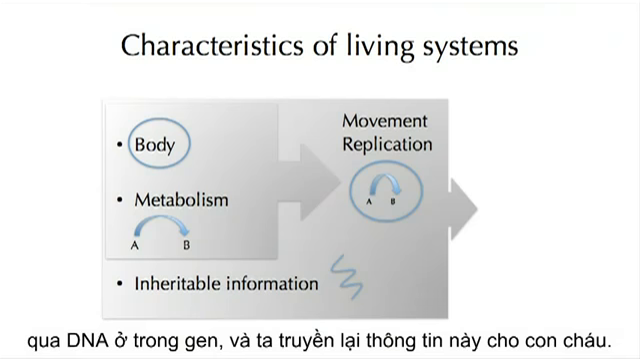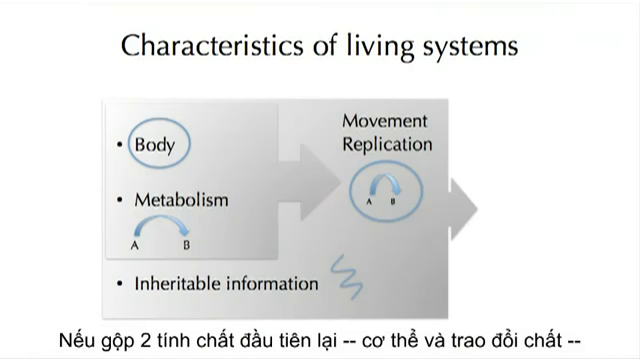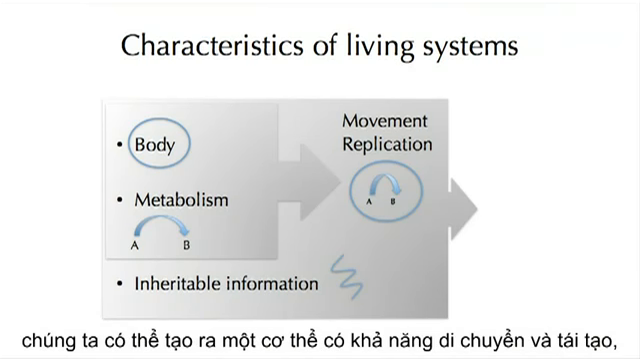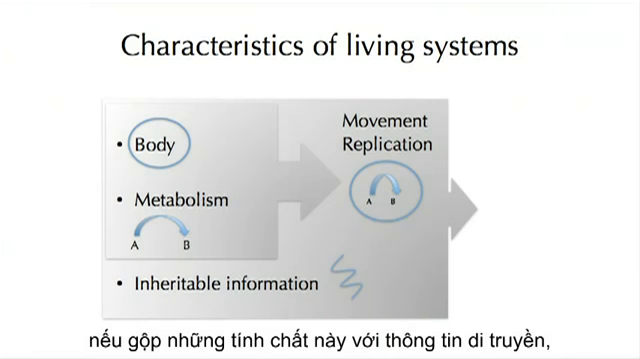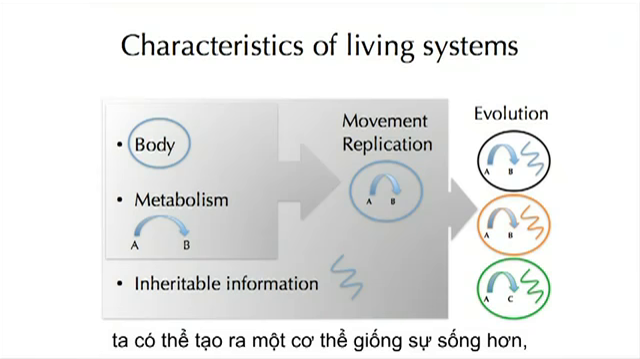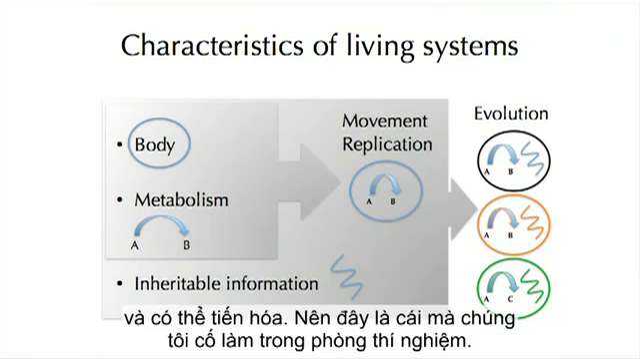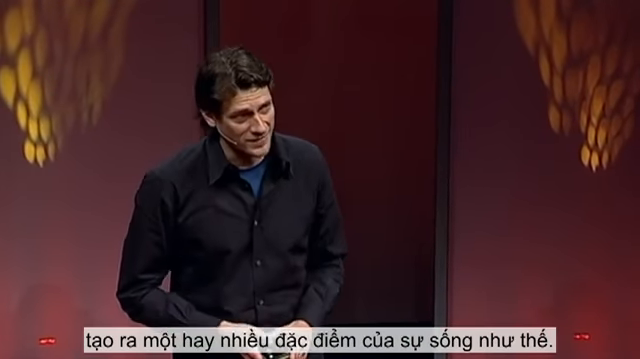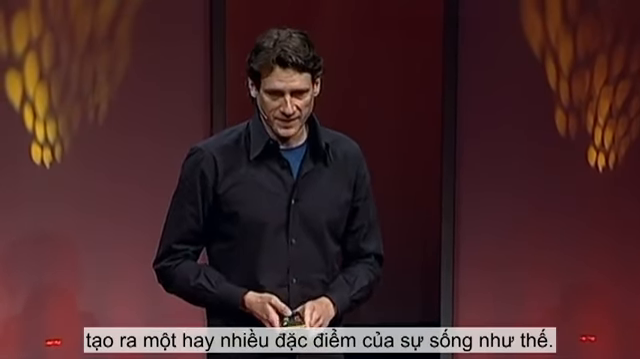If we couple the first two, the body and metabolism, we can come up with a system that could perhaps move and replicate. If we couple these now to inheritable information, we can come up with a system that is more lifelike and perhaps evolve. And so these are the things we'll try to do in the lab, make some experiments that have one or more of these characteristics of life.